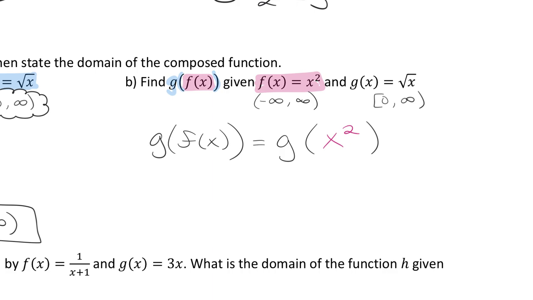Just like the blue kit you did at the beginning of the class and the door question, whatever is inside the parentheses is what you plug in. So inside this parentheses is an x squared. We're going to plug that into g. So I'm going to have square root of this x squared.